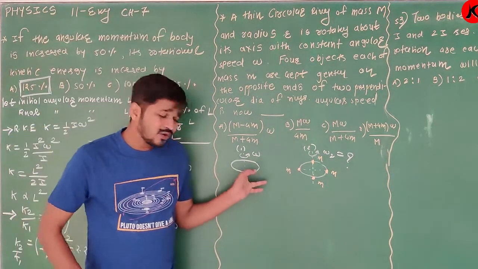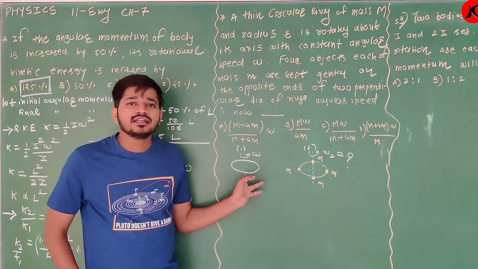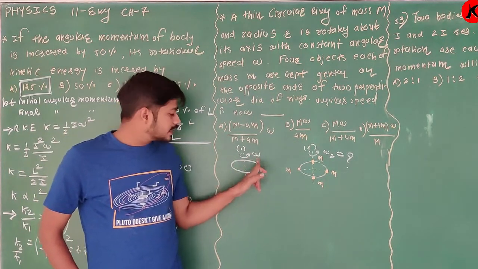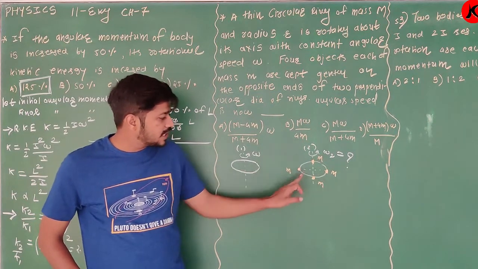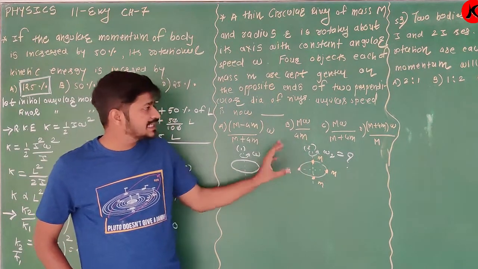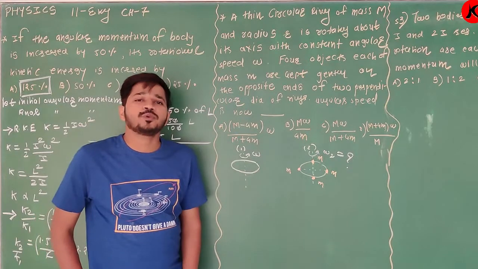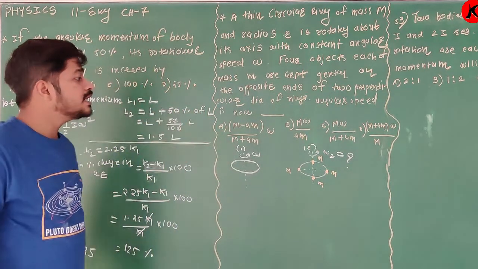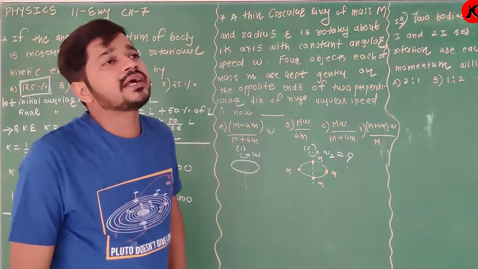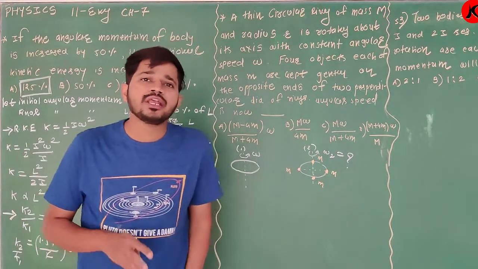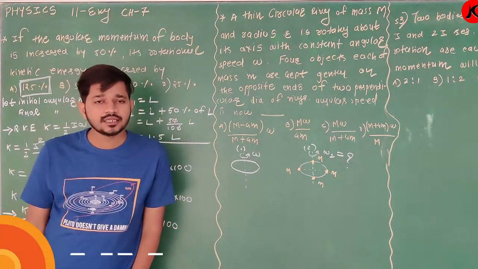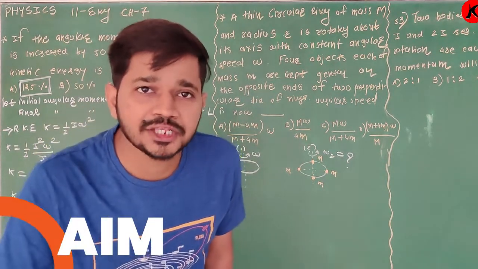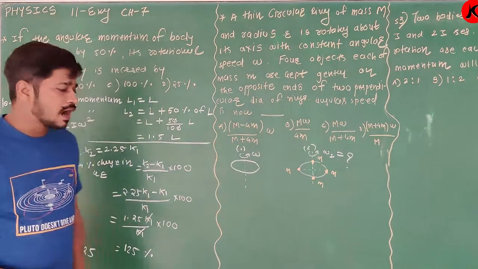First of all, you are given a ring only, and it is rotating with angular speed omega. Now on this ring, 4 objects having mass m are placed. Then you have to find what the speed is. Here we will apply the law of conservation of angular momentum.